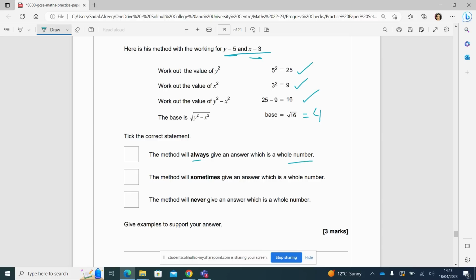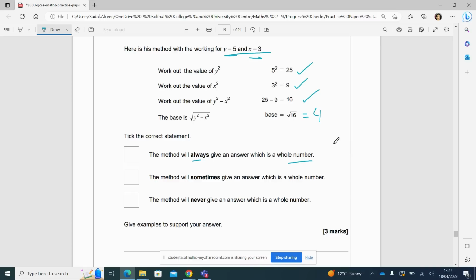Now you need to tick the correct statement. The method will always give an answer which is a whole number. Is it correct? The method will sometimes give an answer which is a whole number. The method will never give an answer which is a whole number.